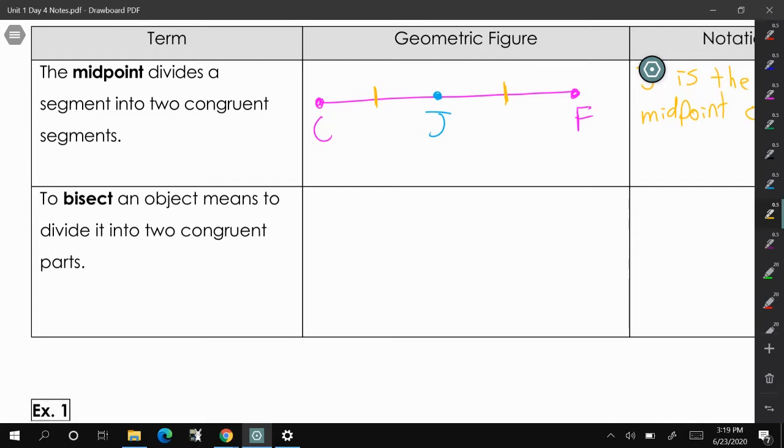Now another related term would be bisect. If you bisect an object, that means you are cutting it in half, creating two equal parts or two congruent parts. So it ties in with midpoint.